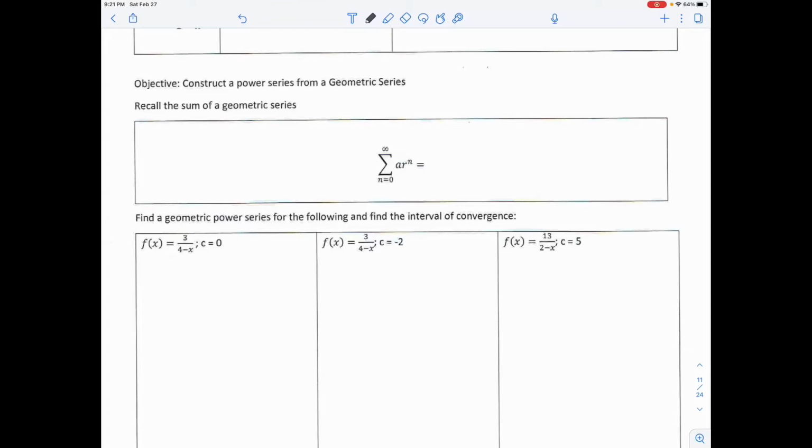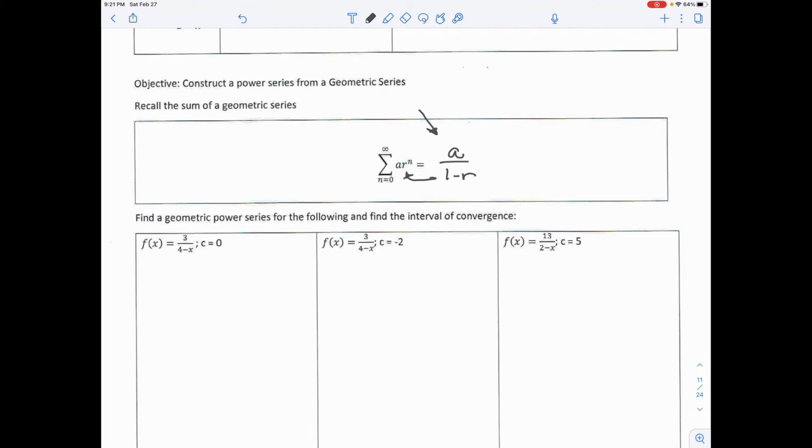In this video, our objective today is to construct a power series from a rational expression. In order to do this, we must recall that if we have a geometric series in the form of a times r to the n, the summation of that is a over 1 minus r. So essentially, we're going to be given this or some form of this, and we're going to turn it into this. Okay? So let's do our first example.